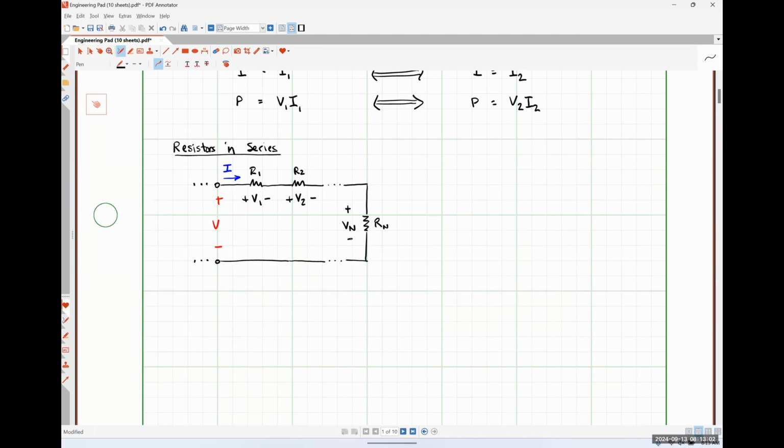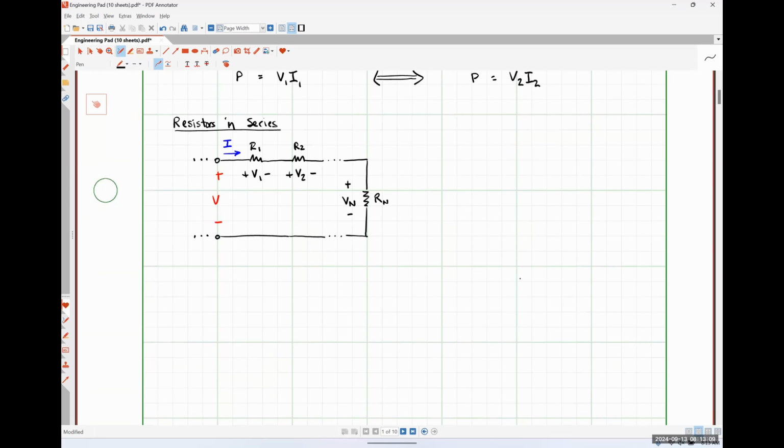So if we apply Kirchhoff's voltage law to this particular system, what we would find is that our voltage V, which is the drop across all of the resistors connected in series, is just going to be the sum of V1 plus V2 all the way out to that voltage V sub n. We all okay with that? Nothing particularly wild or crazy there, right?